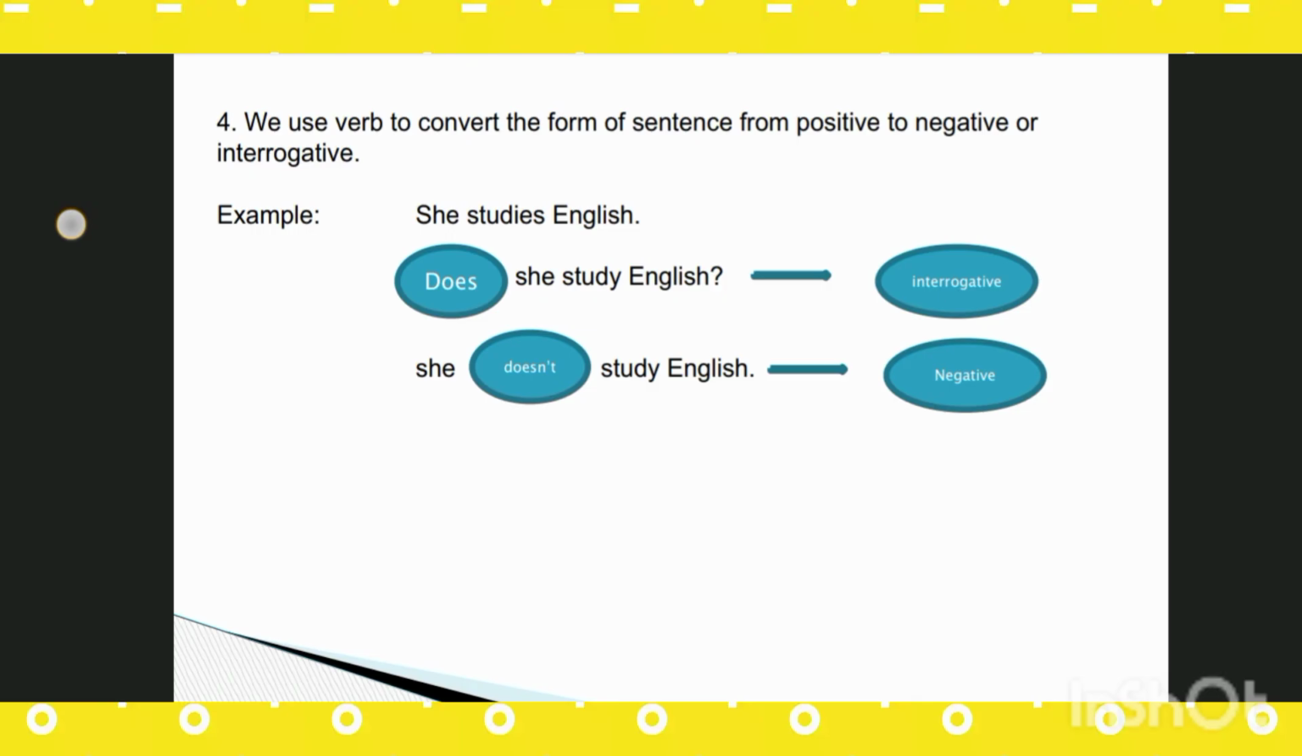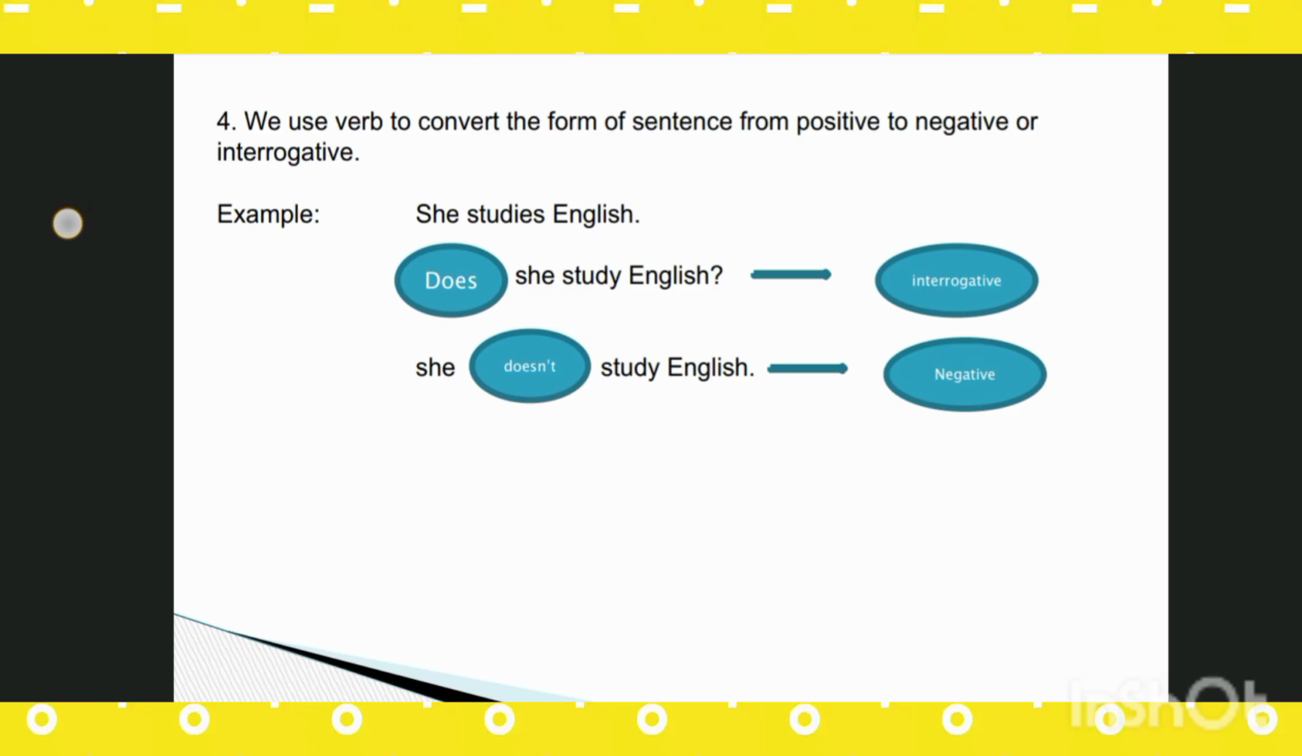Does she study English? What is it? It's a question, okay? How can we convert this positive sentence into a question? Does she study English? It is interrogative. What does interrogative mean? Interrogative means a question sentence. And from this interrogative sentence we can convert it into a negative sentence: She does not study English.